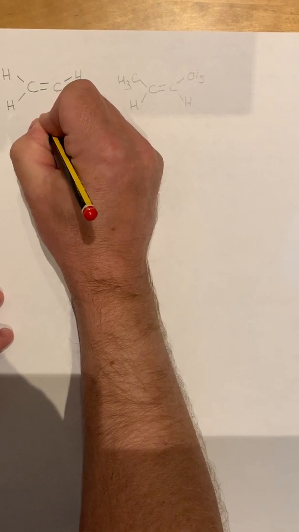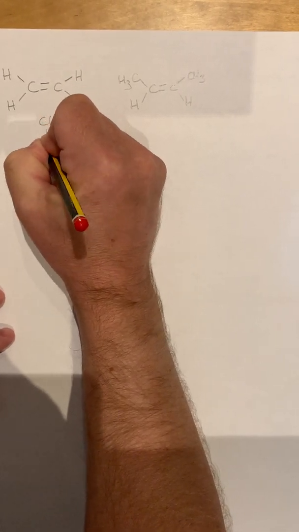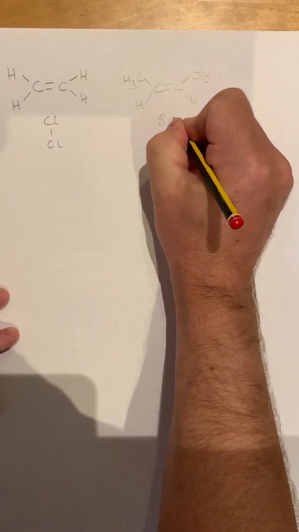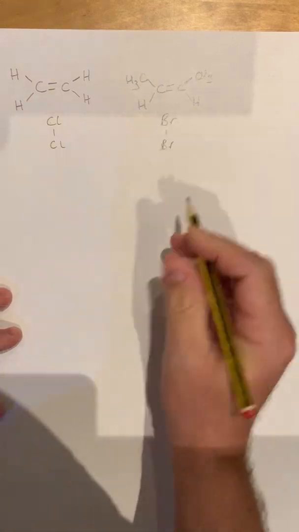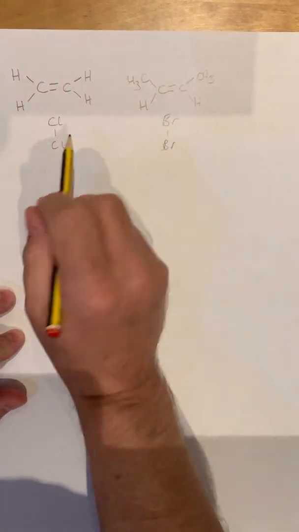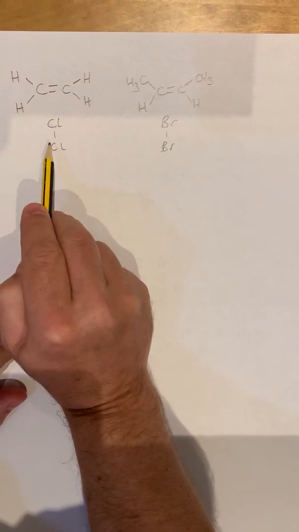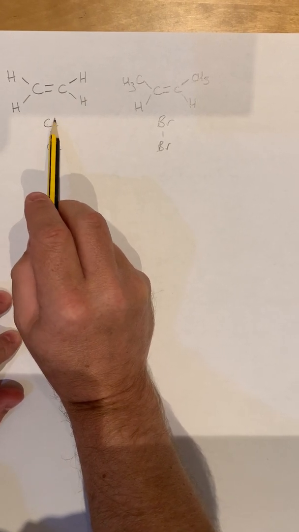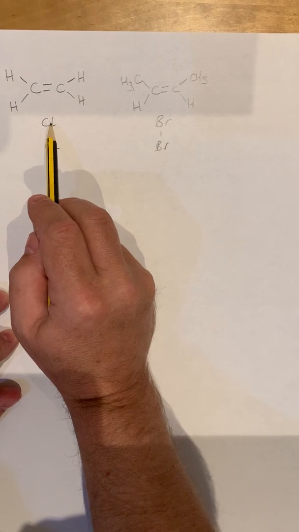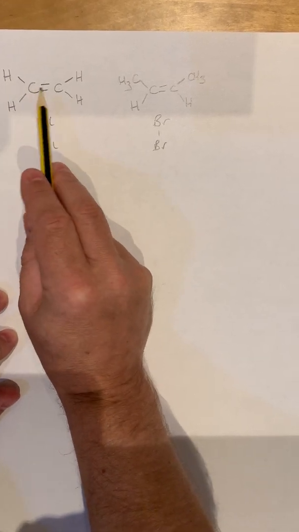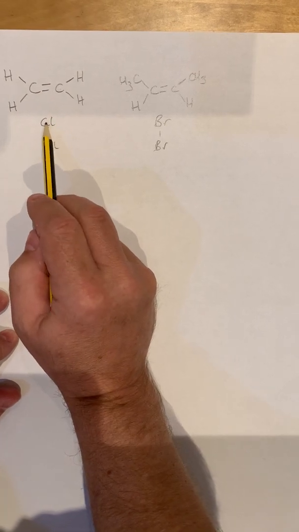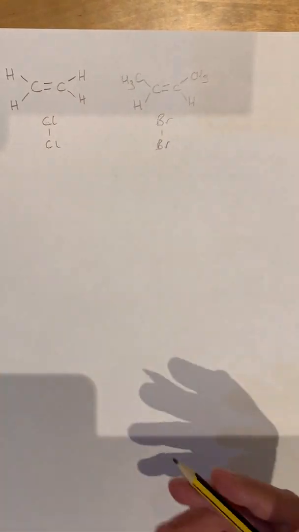So if we added Cl2 to that, or Br2, that chlorine is going to go there, the other chlorine is going to go there. And it doesn't matter if that chlorine goes to that carbon and that one goes to that one, or we're doing it the other way around. Whether that one goes to that carbon and that one goes to that carbon makes no difference.